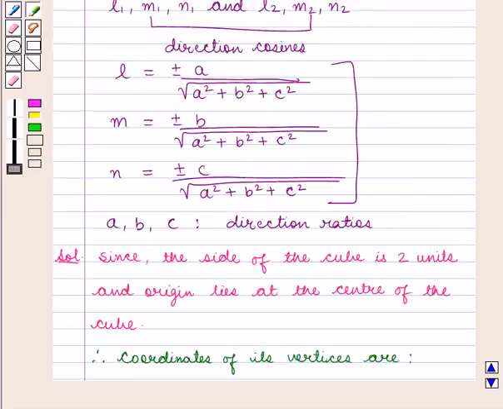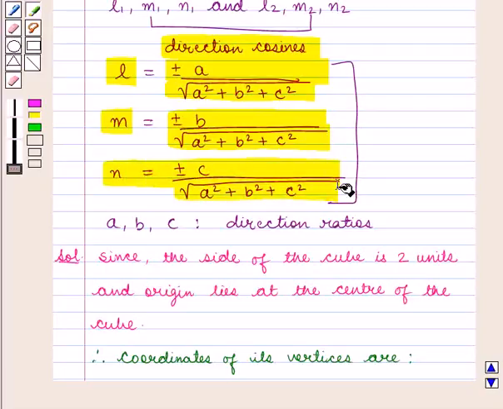Now we shall find direction cosines of diagonal CE and BH using the key idea, which states that direction cosines are given by l is equal to plus minus a upon square root of a square plus b square plus c square, m is equal to plus minus b upon square root of a square plus b square plus c square, n is equal to plus minus c upon square root of a square plus b square plus c square, where a, b, c are the direction ratios of that line.